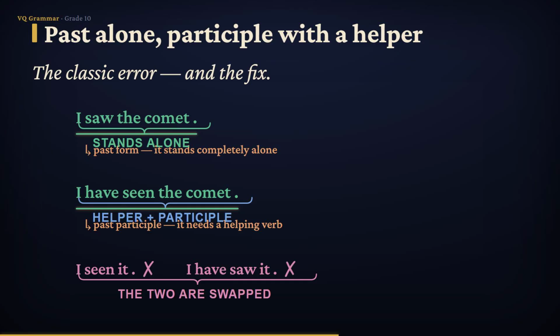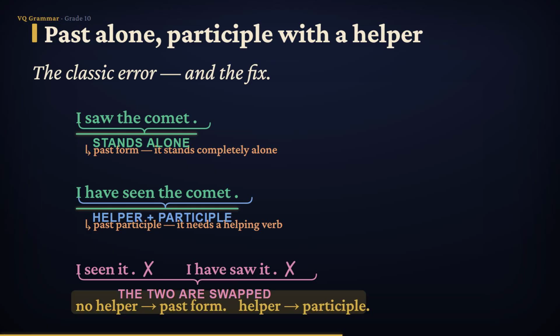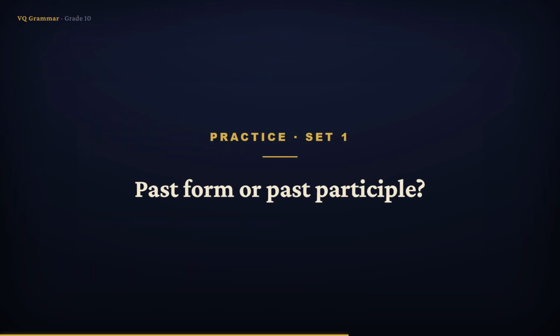So run this check every time. No helping verb? Use the past form. Helping verb present? Use the past participle. In this first set, look at the sentence and hunt for a helping verb. If there isn't one, the verb stands alone and you need the past form. If there is one, you need the past participle. Pause the video and choose before I reveal each answer.